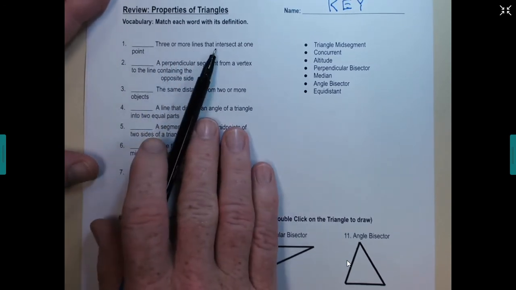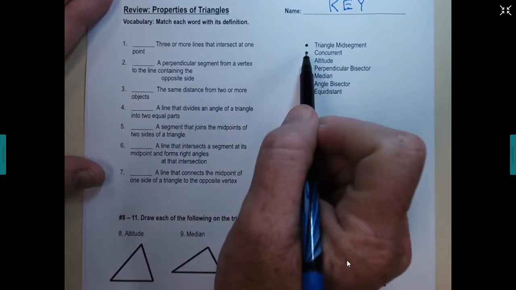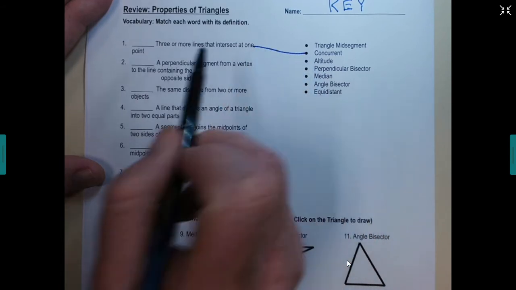3 or more lines that intersect at one point. That is a concurrent intersection or point of concurrency.